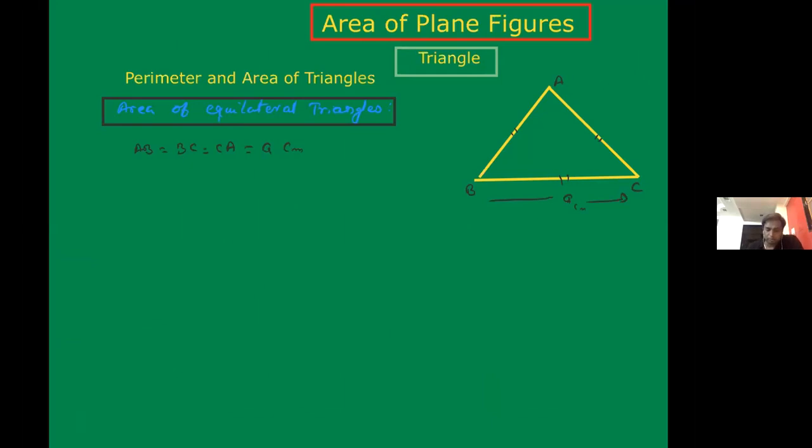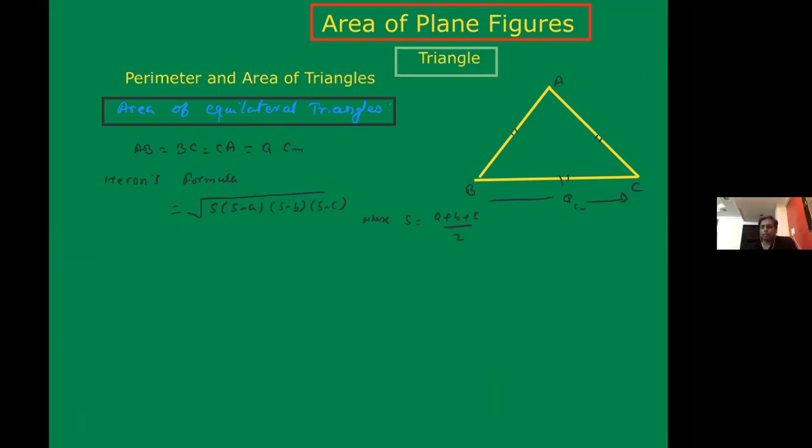What is Heron's formula? Heron's formula says the area of the triangle is equal to the square root of s times (s minus a), (s minus b) and (s minus c), where s equals (a plus b plus c) by 2.